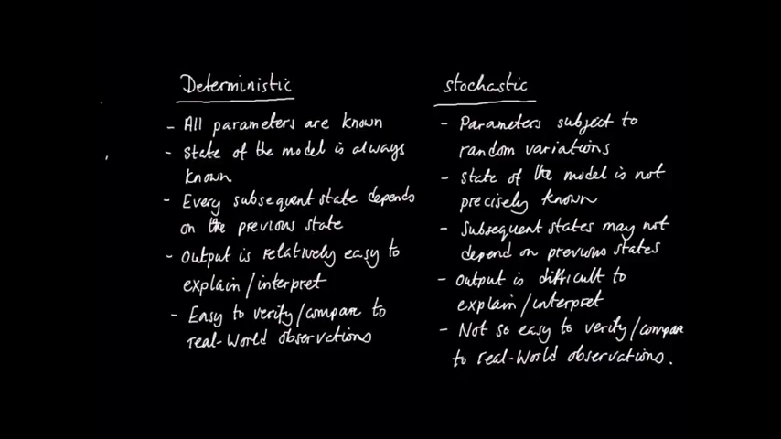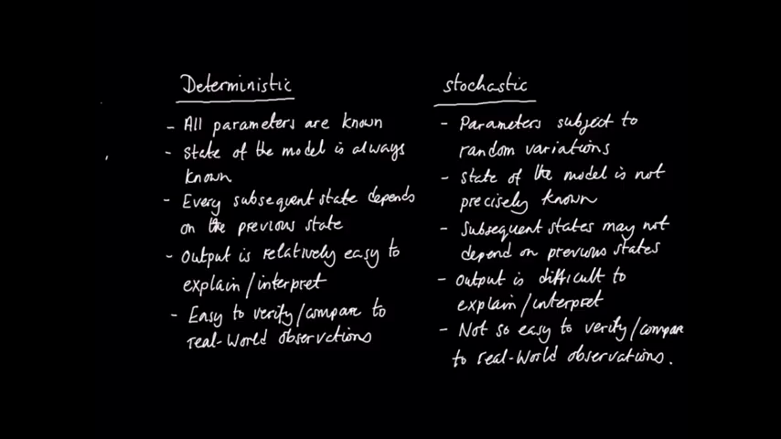To summarise then, in deterministic models, all the parameters are known. In stochastic models, the parameters may be subject to random variations. The state of a deterministic model is always known. But in a stochastic model, it's never precisely known. In the deterministic model, every subsequent state of the evolution of the model depends on the previous state. But this is not the case in the stochastic model. It will not depend on what happened before.